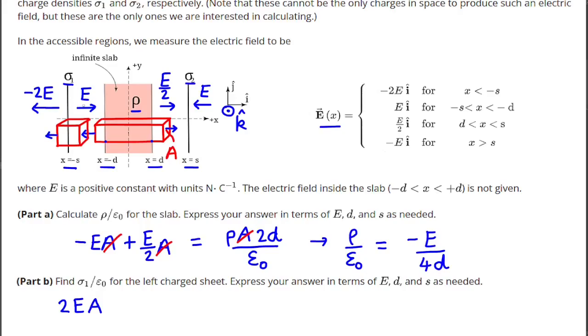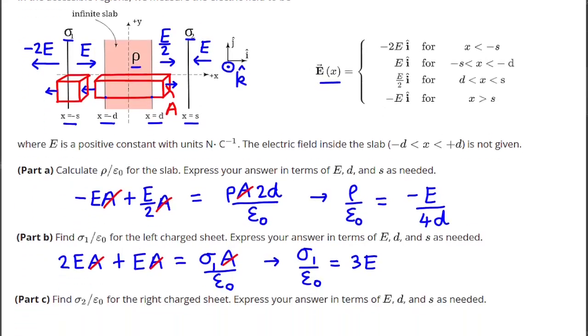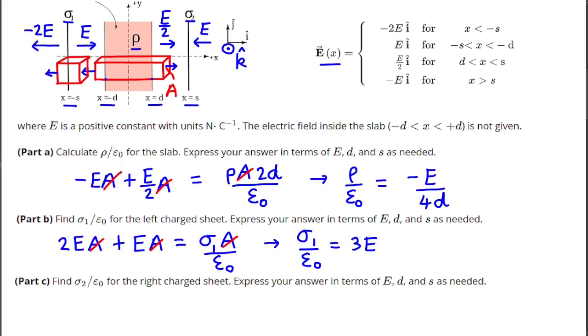And on our right hand side we also have a positive flux, because the electric field is in the direction of the normal to the surface. And that's equal to the areal charge density multiplied by the cross-sectional area, so that's the charge contained in this surface, on epsilon naught. So what we get is sigma 1 on epsilon naught is equal to 3E. So the A's cancel.